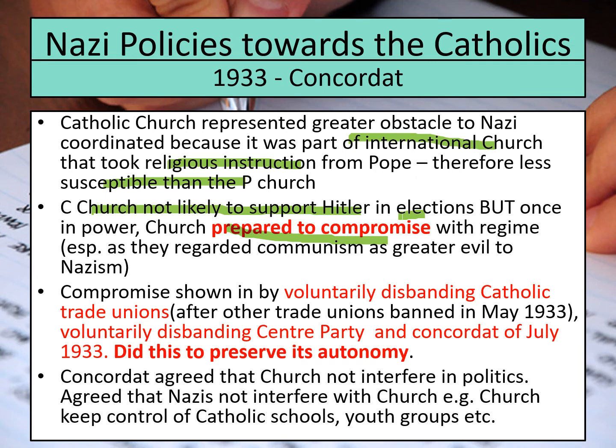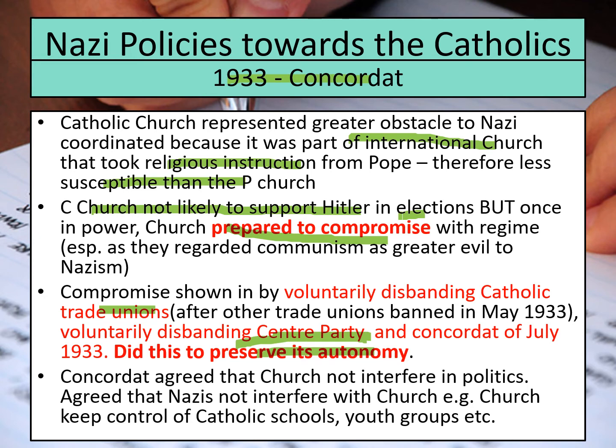They compromised with the Nazis early on when Hitler first became Chancellor, and that's shown by the fact that they voluntarily disbanded their Catholic trade unions after other trade unions were banned in May 1933 using the Enabling Act, and they also voluntarily disbanded their own political party, the Centre Party, in July 1933, just before the Nazis banned all other political parties. They even then signed the Concordat in July 1933, which was an agreement between the Nazis and the Catholics that they created to try and preserve its own independence and autonomy.